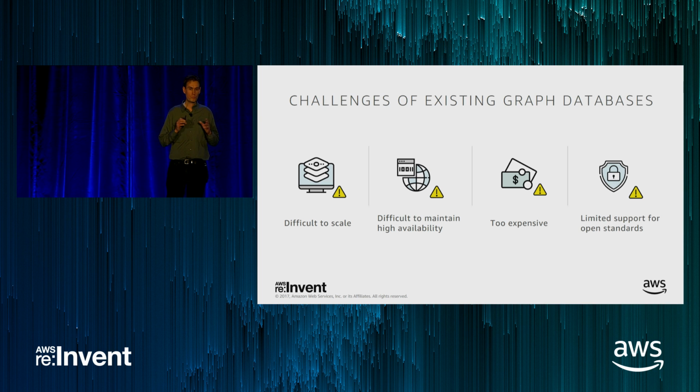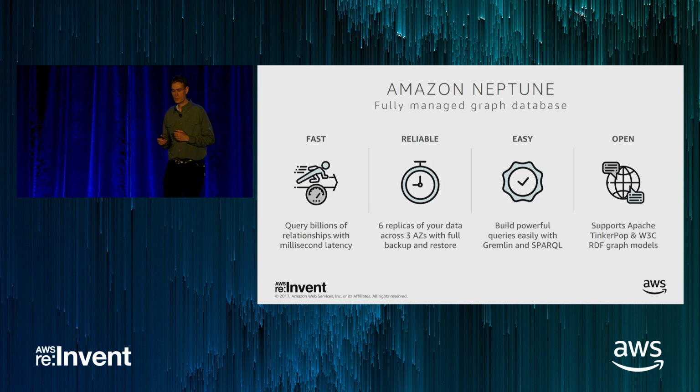And many of the existing alternatives tend to track you towards one graph model or another. While they may support Tinkerpop or Property Graph and RDF, they tend to have a strong bias in terms of performance towards one model or the other. So with that in mind, we developed Amazon Neptune. Amazon Neptune is designed to be fast. In particular, it's designed to be fast for graph applications that require high throughput and low latency graph query answering.